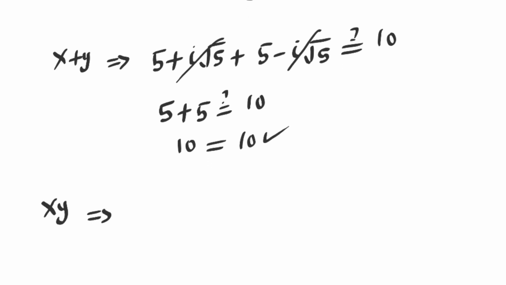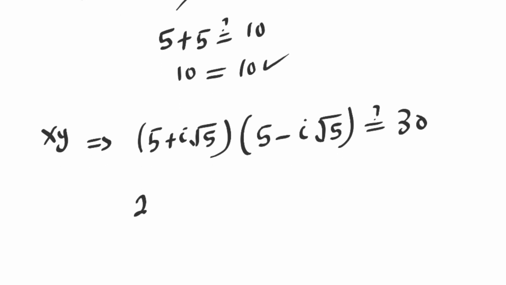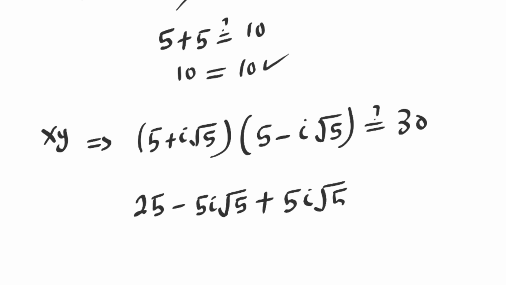xy, this is 5 plus i root 5 multiplied by 5 minus i root 5 must be equal to 30. 5 times 5, this is 25, minus 5 times i root 5, this is 5i root 5, plus i root 5 multiplied by 5, 5i root 5, then i root 5 multiplied by minus i root 5, this is minus i squared multiplied by root 5 squared must be equal to 30.